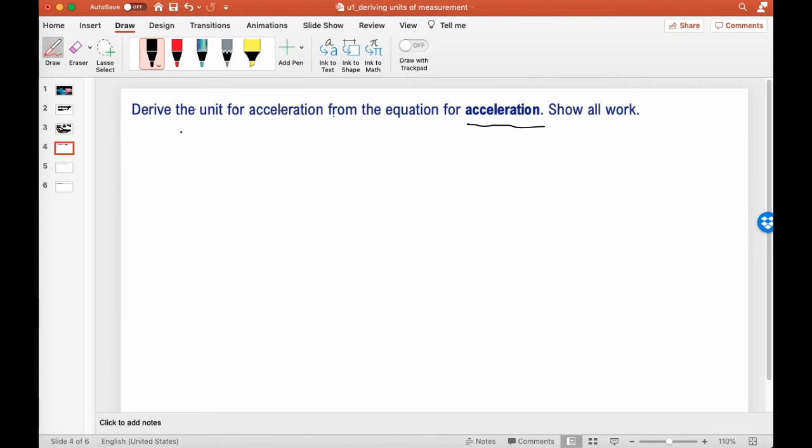So let's think about this. We've got acceleration, and the variable is a lowercase a. So let's think about this. What is acceleration equal to?